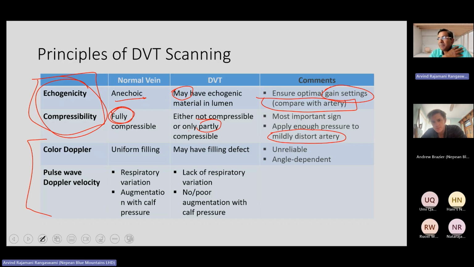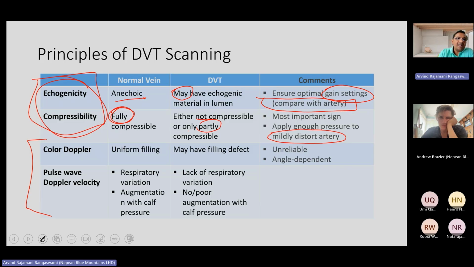So if you're applying that much pressure, you're not going to have any situation where your CVP is going to be higher than an arterial systolic of 60 or 70 or 80, even in a hypotensive patient. So if you have applied enough pressure to distort the artery and the vein is still not compressible, it clearly means that there is something anatomically stenting open the vein.